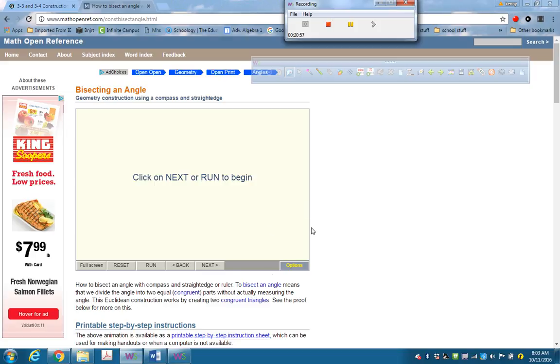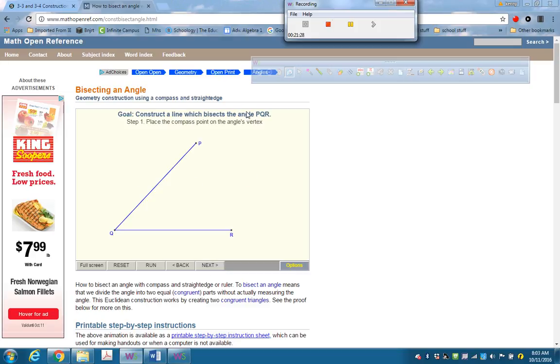All I do is make an angle and construct a line which bisects angle PQR. Take your compass, stretch it out to any length, and put it on the vertex of your angle. Am I still in your way? Kind of. Okay, here, I'll go over it. Then mark off a mark on that side, and mark off a mark on the other side.